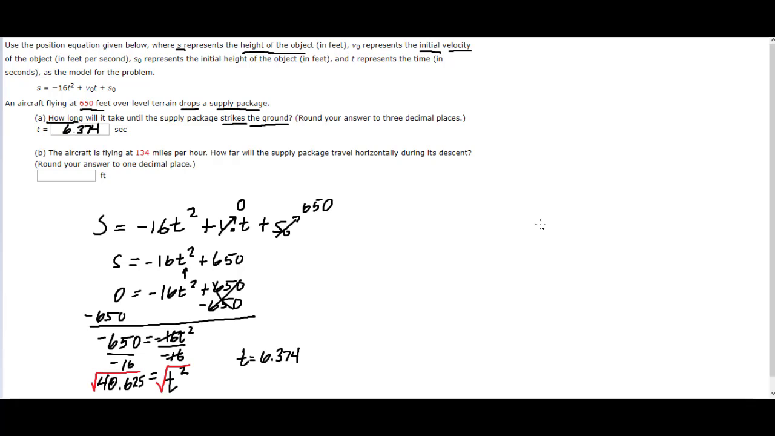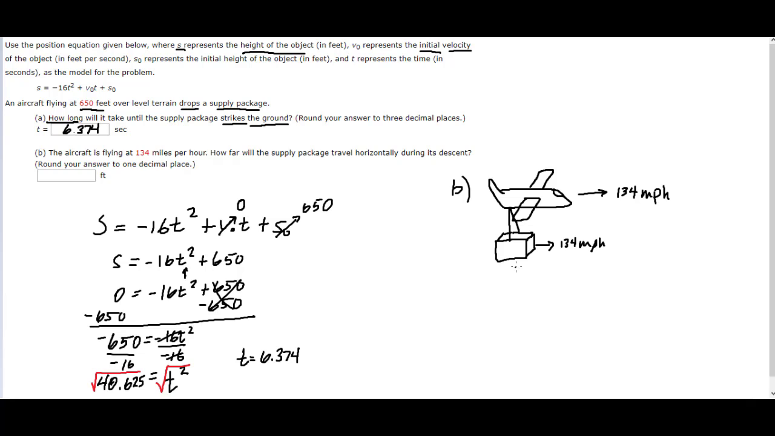Now part B is where this gets a bit dense. Alright, part B, the aircraft is flying at 134 miles per hour. So just a little physics discussion here. If this aircraft is going 134 miles an hour in the horizontal direction, that's what they're saying here. How far will this package travel horizontally? If the plane is going 134 miles per hour, the box or the package or whatever is also traveling 134 miles per hour. So when they let the package go, it's not going to go straight down to the ground from here. It's actually going to go down and forward some.